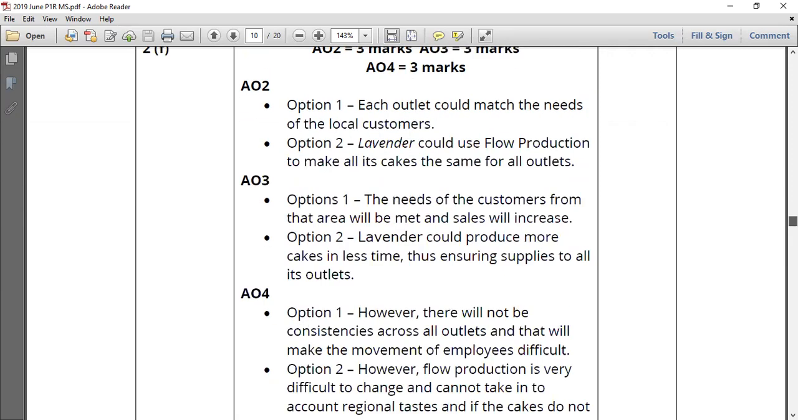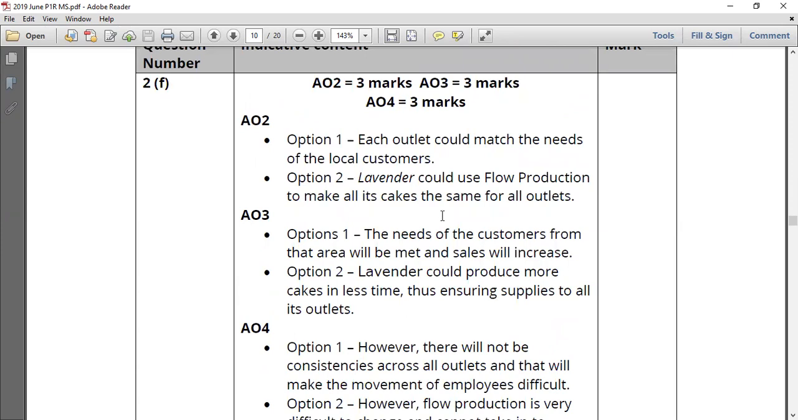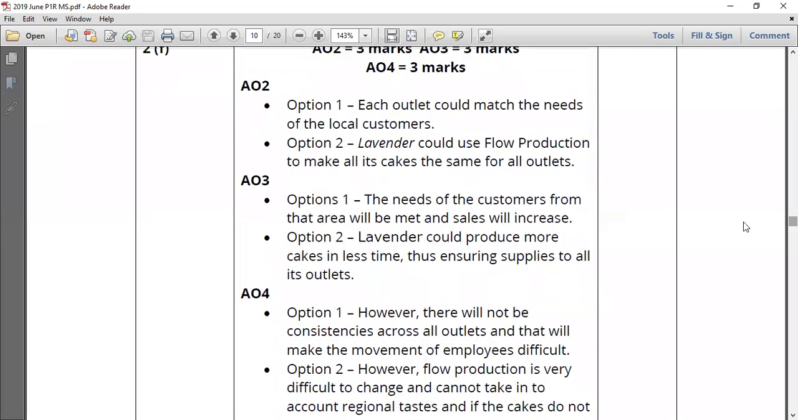If you take the flour production, right? If Lavender uses flour production, it makes all its cakes the same for all outlets, right? That is one central point, continuously producing, so the production becomes standardized, right? That's an advantage. Another application point. Look at the analysis. As a result, Lavender could produce more cakes in less time, thus ensuring supplies to all its outlets.